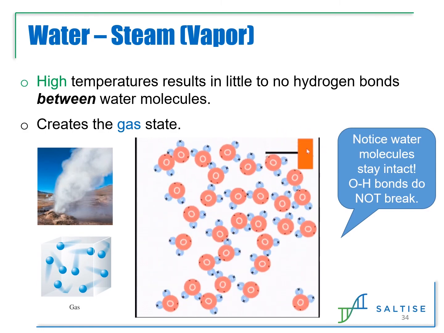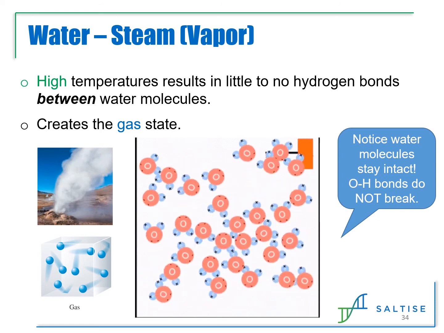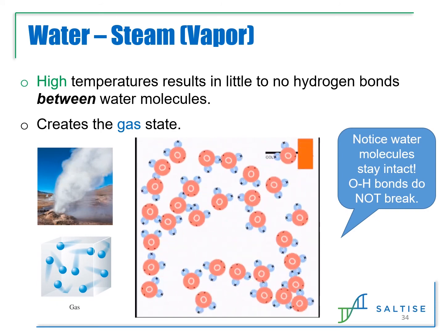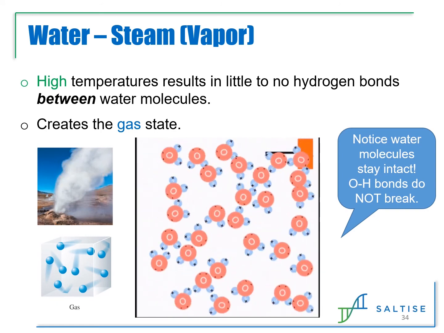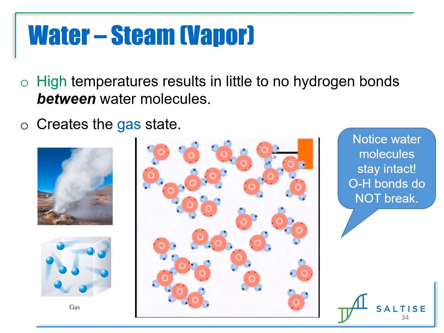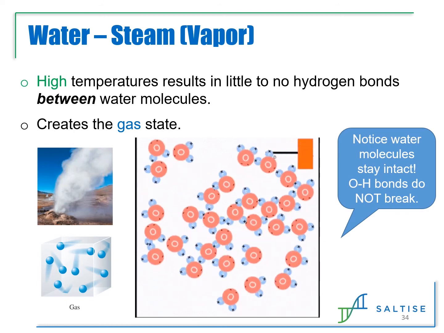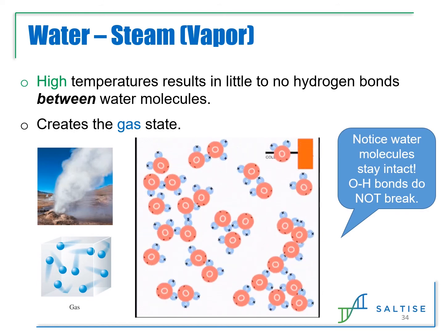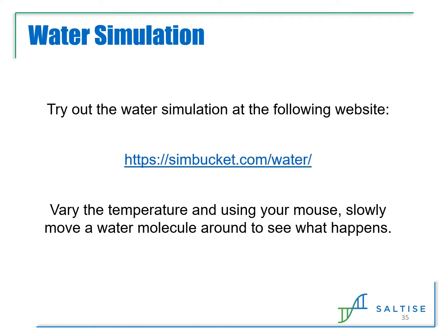So when water is boiling, at this point, all the hydrogen bonding is disrupted. Because there's little to no hydrogen bonds between the water molecules, water will go into the gas state. Again, notice that there is no change to the covalent oxygen-hydrogen bonds. To try out the water simulation, check out the following link. Vary the temperature and, using your mouse, click and slowly drag a water molecule around to see what happens.